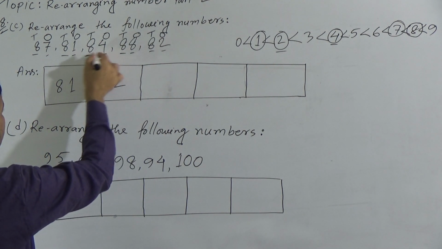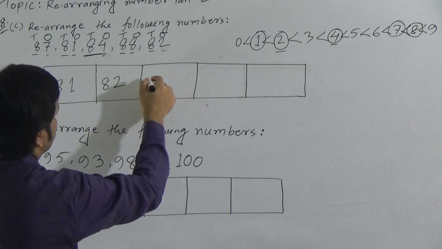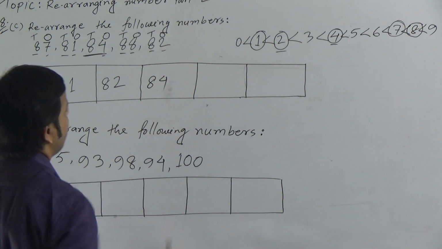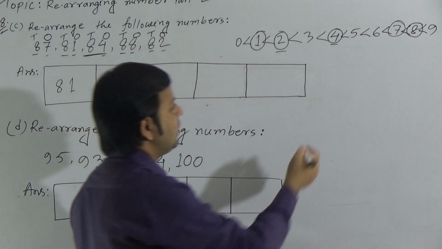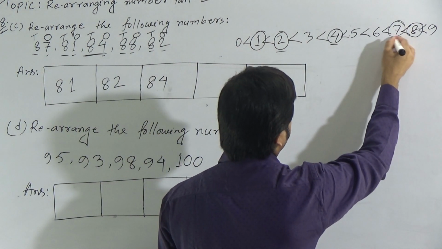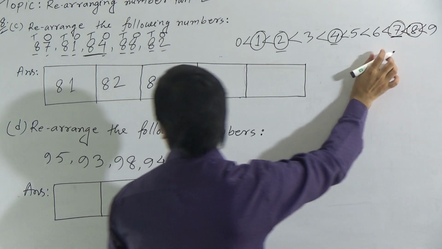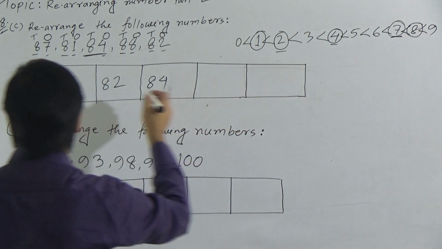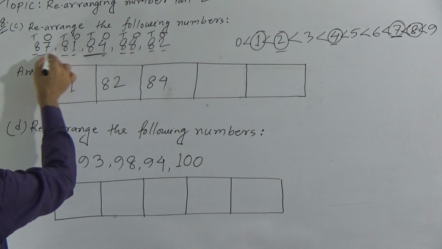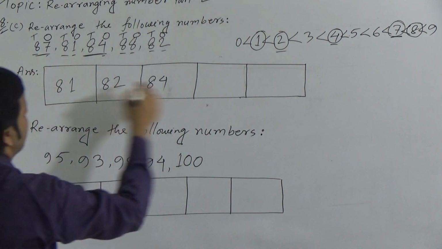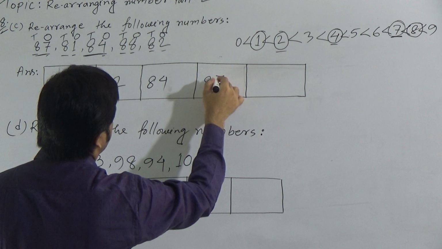Here is 4 in 84. So 84 is the next number. And then after 84 we have to see, what is here? 7. So we have to find out in ones place where is 7. Here is 7 in ones place. So we can write here 87.